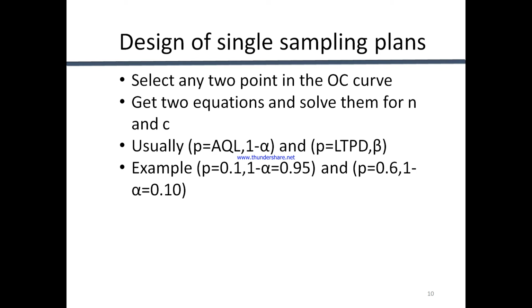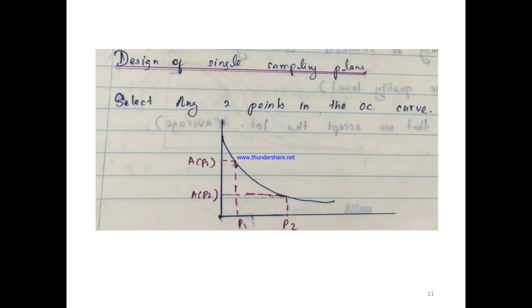Right, so the first thing is you have to select any 2 points in the OC curve. So I will show you this one. I have included a handwritten sketch. Now if you can see, this is the OC curve. The first step is you have to select any 2 points, right?